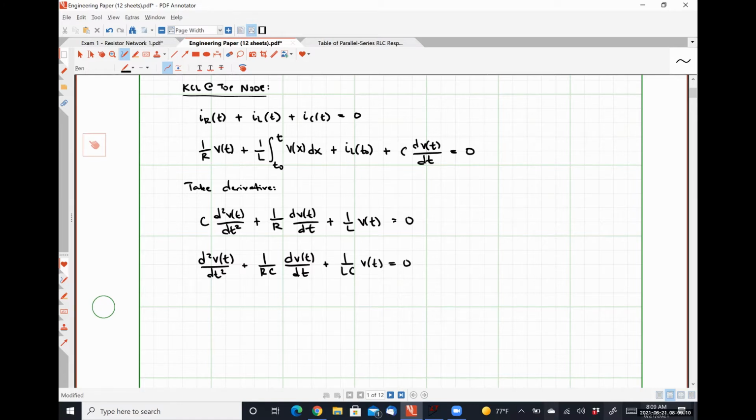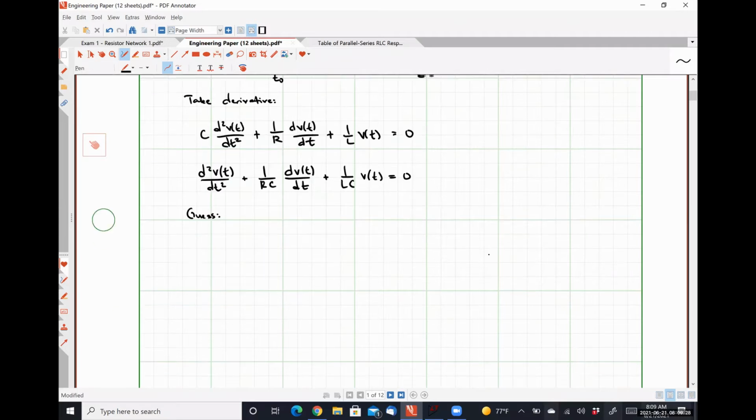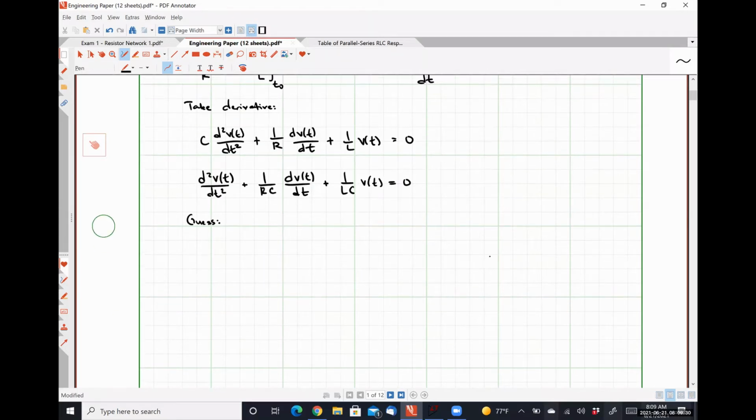So we now need to come up with an expression or a guess as to how the voltage is going to behave. So based on our prior experience of looking at RL and RC circuits and noticing that they had an exponential decay, I'm going to make that guess as well. So my guess is that the solution of this second order differential equation is going to be something of the form V of t is equal to A e to the st.